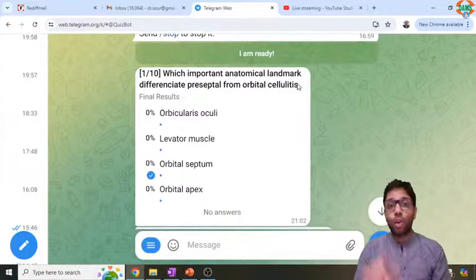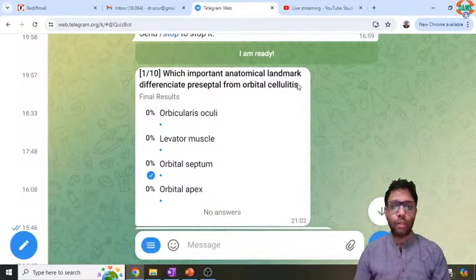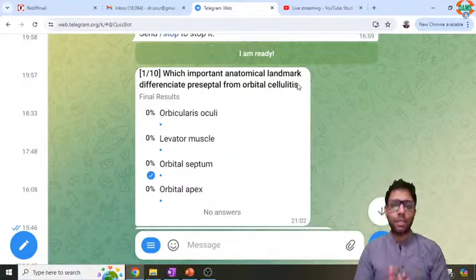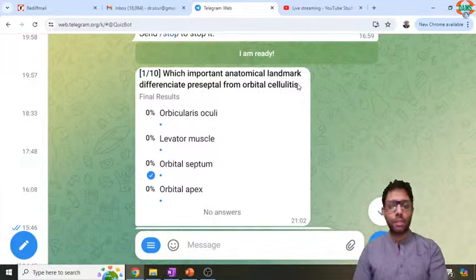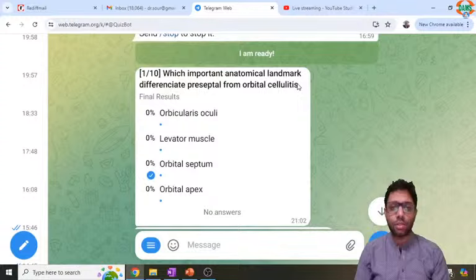Now, how to differentiate orbital cellulitis from abscess? That is a radiological question. Only radiologically can you differentiate. In the CT scan or MRI, there will be diffuse enhancement in orbital cellulitis. Whereas an abscess, as the name suggests, is localized, may be related to bone or may not be, subperiosteal or intraorbital abscess. Whether it goes behind the apex, that is cavernous sinus thrombosis.